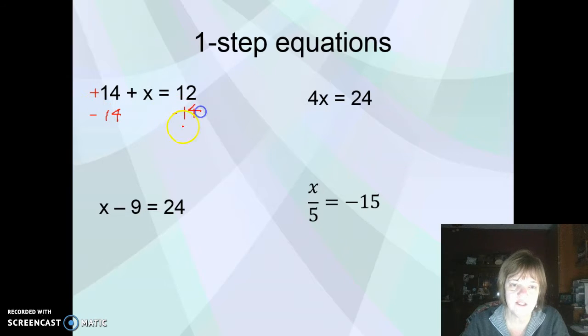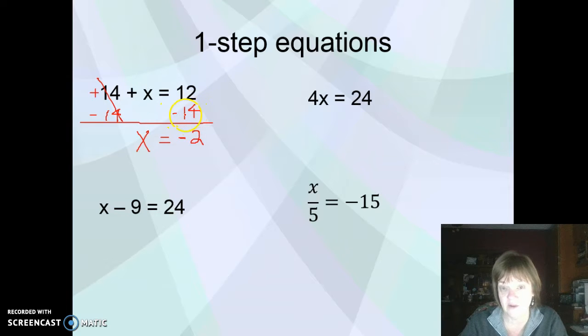Now remember, we must keep both sides balanced. Do the same thing to one side that you do to the other, always. That's why it's an equals, okay? So here, the 14s cancel each other out. They become 0. So we just have an x left over here. 12 minus 14, our bigger number that looks like our bigger number is 14. So we're going to have a negative answer. So we can switch it around and think to ourselves, 14 minus 12? Oh yeah, that's just 2. But remember, it's going to carry the sign of what appears to be our bigger number.